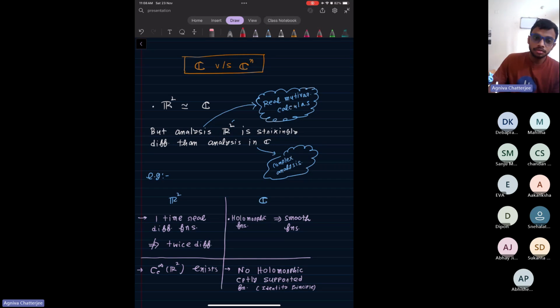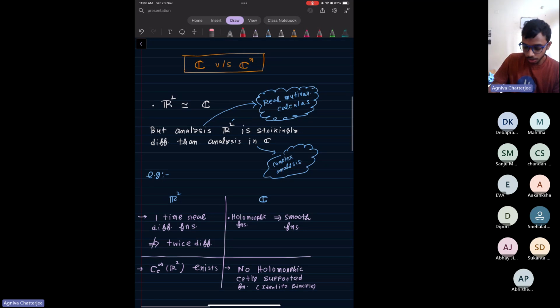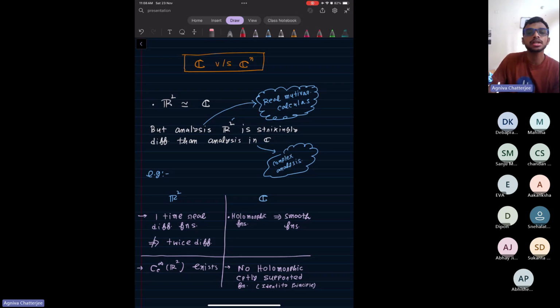On the other hand, for example, smooth cutoff functions do exist. That basically means that smooth compactly supported functions exist in R2, but there are no holomorphic compactly supported functions, because the zeros of holomorphic functions are just discrete, right? That's the identity principle. So you can see that there are striking differences. You can find more and more striking differences between real multivariable calculus and complex analysis.